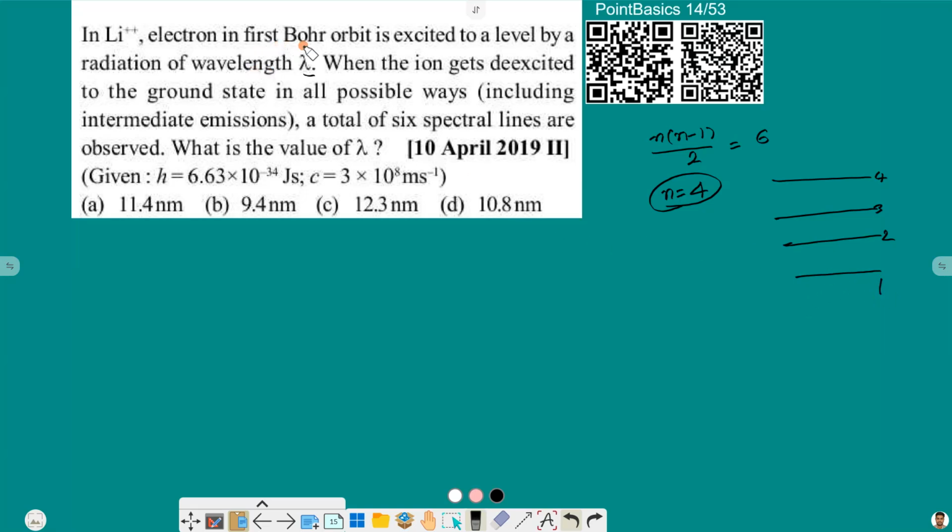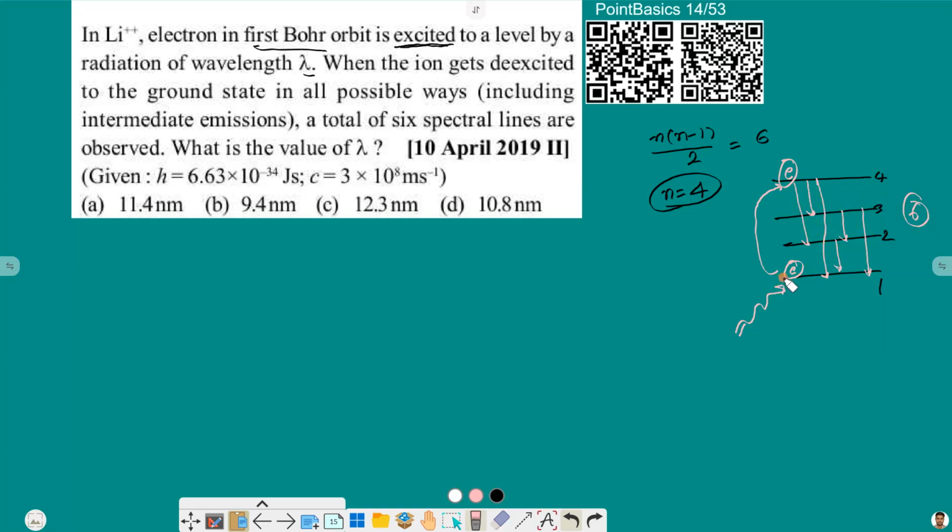Now, as per the initial state, the electron was excited and then it goes to de-excitation. Initially, the electron was in the first Bohr orbit. Some radiation hit it, so it got excited into the fourth orbit, and from the fourth orbit, it may come down in these three ways, and then from third to second and second to one, and also third to one. So these are the possible ways by which the electron can get de-excited, and these are a total of 6 ways.